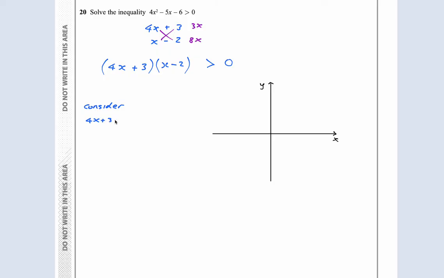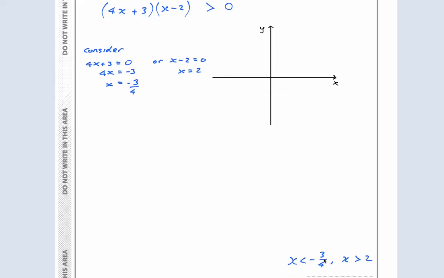4x plus 3 equals 0, then 4x equals -3, and x equals -3/4. That is my solution to the quadratic equation if this equaled 0. Now it doesn't equal 0, it's greater than 0, but this will give me my root. So that gives me my first root, or my x minus 2 equals 0, x equals 2, that gives me my second root. Now look, guys, note, these are my solutions.